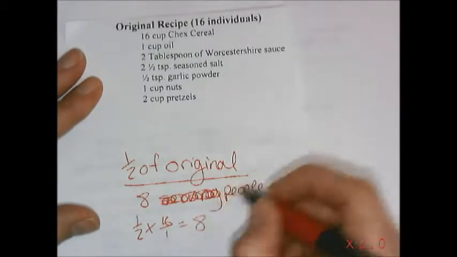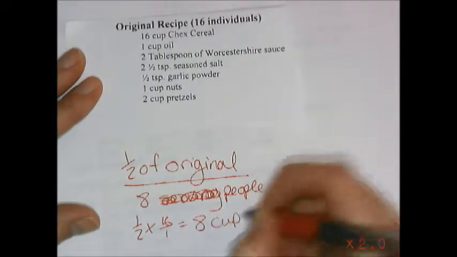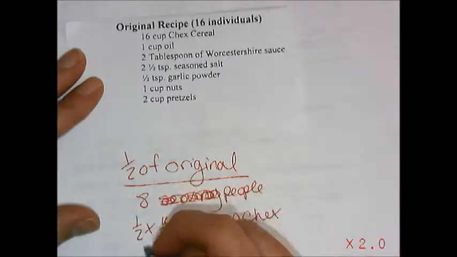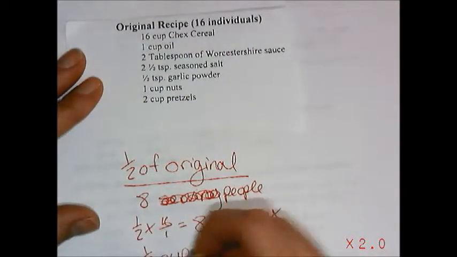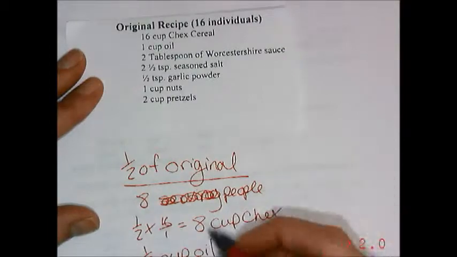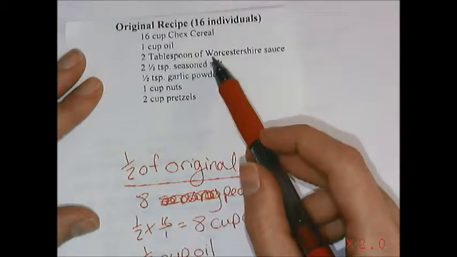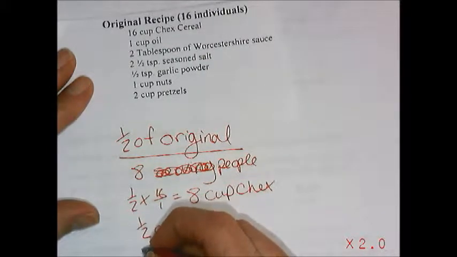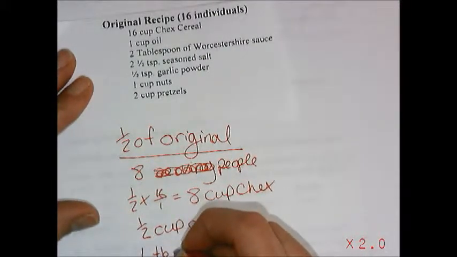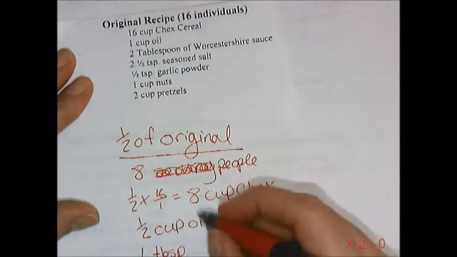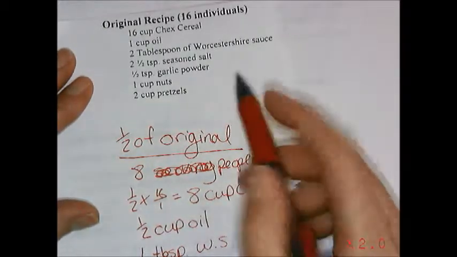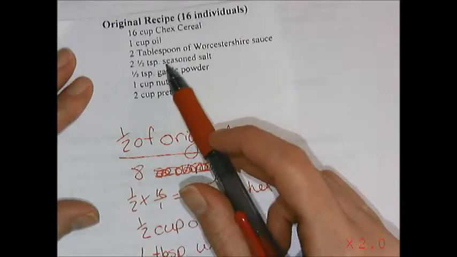And then a half of 16 is just 1/2 times 16, which is 16 divided by 2, which is 8. 8 cups of Chex cereal. And half of 1 cup is just a half cup of oil. And a half of 2 is just 1 tablespoon of Worcestershire sauce. And then half of 2½.